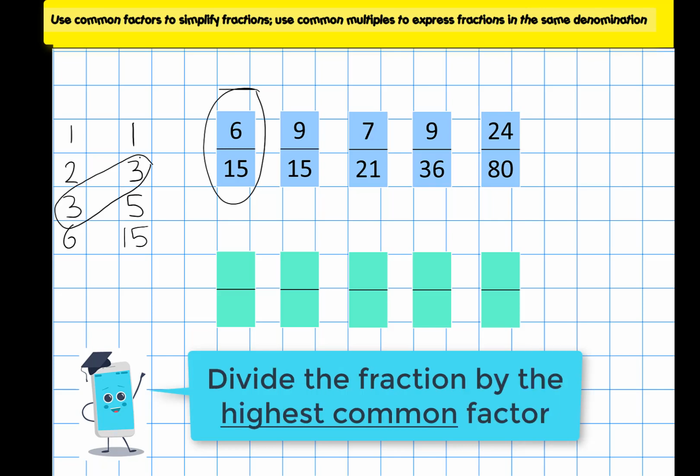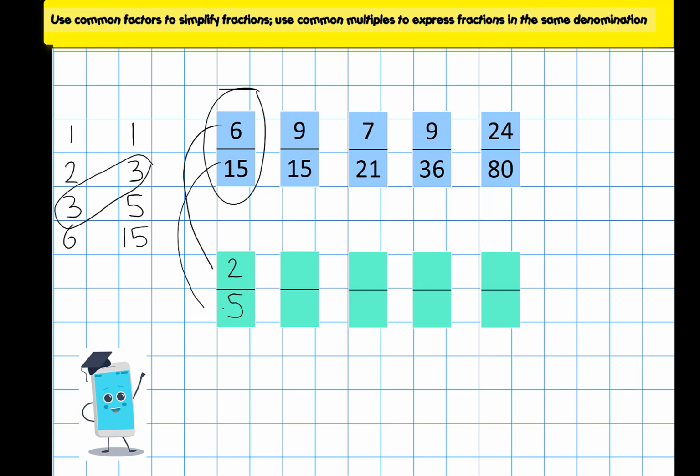So divide my 6 by 3, I get 2. Divide my 15 by 3, I get 5. When I look at my fraction now, 2/5, there are no common factors of 2 and 5. 2 only has a factor of 1 and 2, and 5 only has a factor of 1 and 5. If I divide both of them by 1, it's going to stay exactly the same.